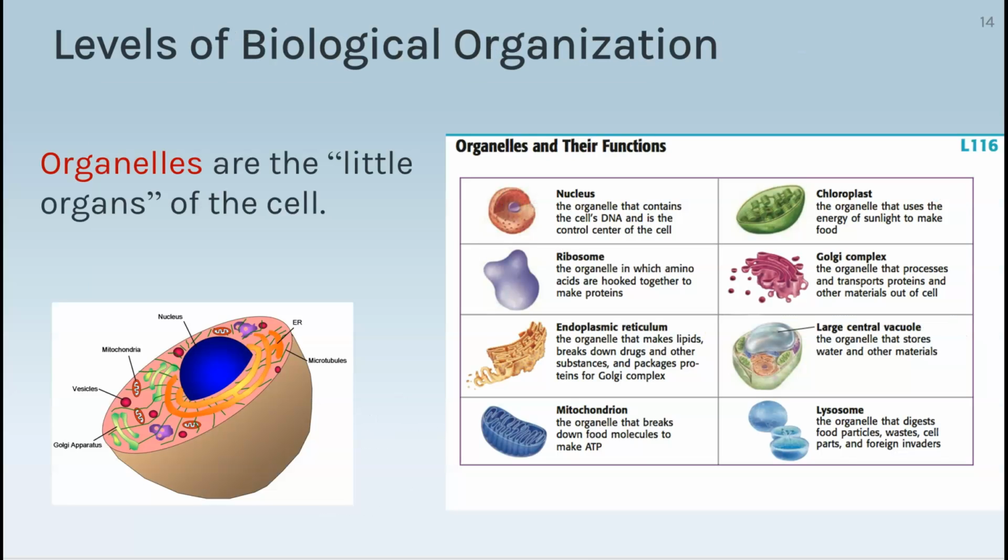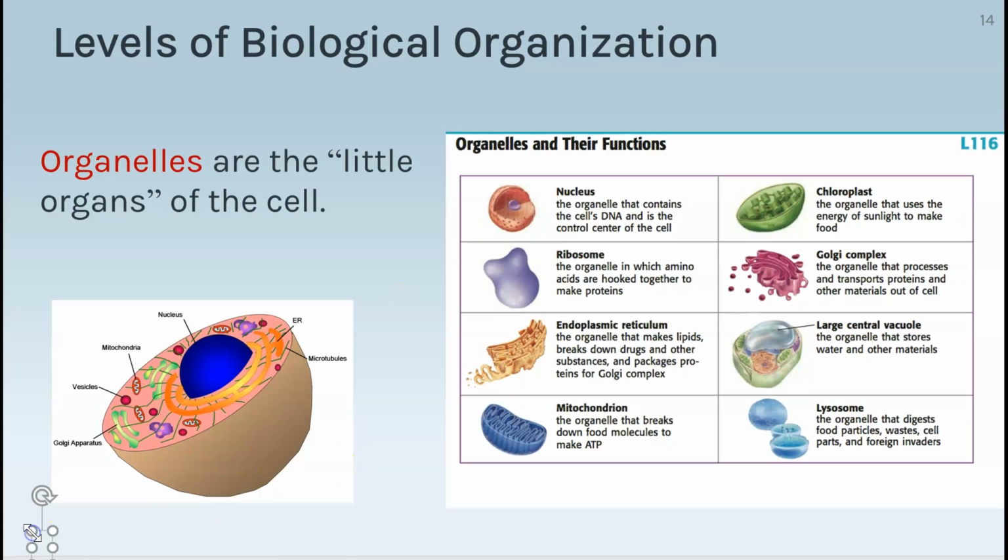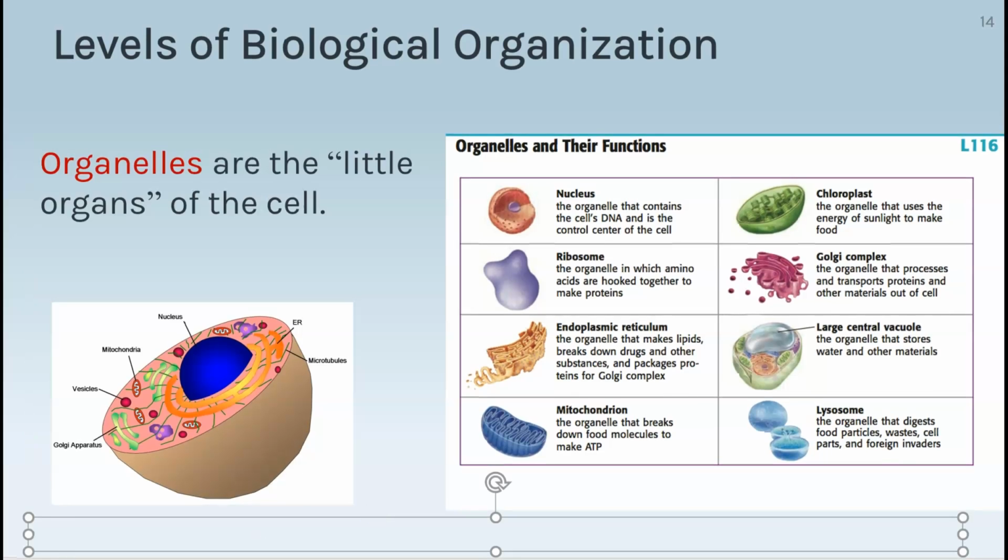Now, molecules can form what we call organelles. These are also called the little organs of the cell. So in this picture, we have an animal cell. And in the animal cell are all of these little organelles. Now you can see I have the table here, organelles and their functions. You need to know what those functions are eventually, but we will cover that in the third module. For now, I just want to give you examples of what organelles are.